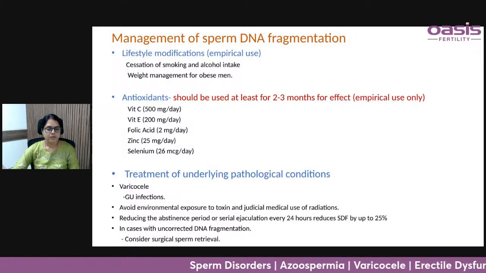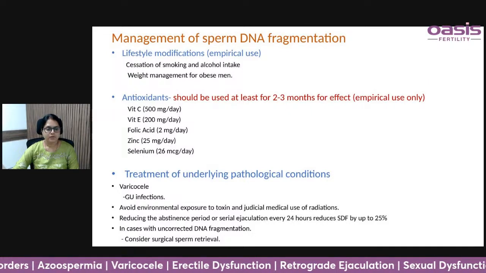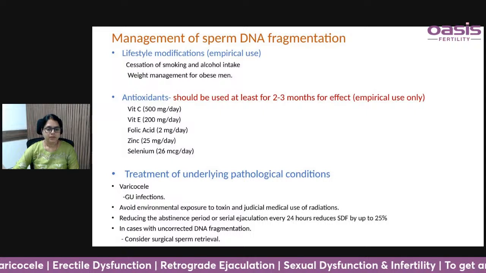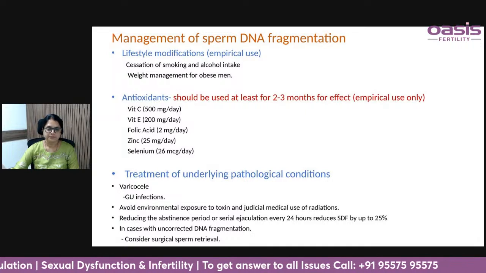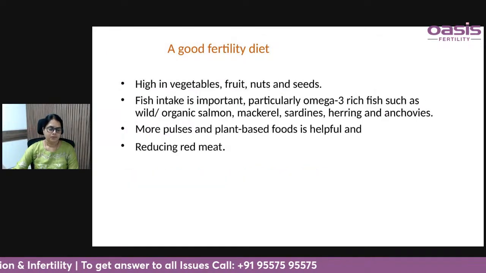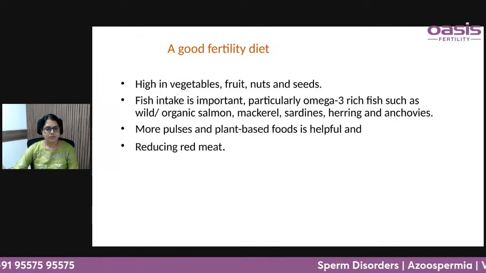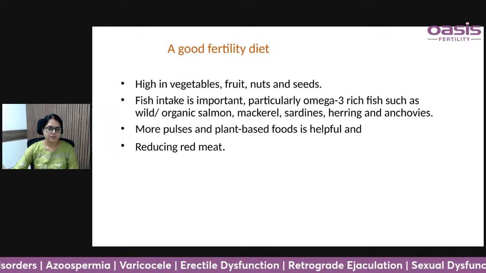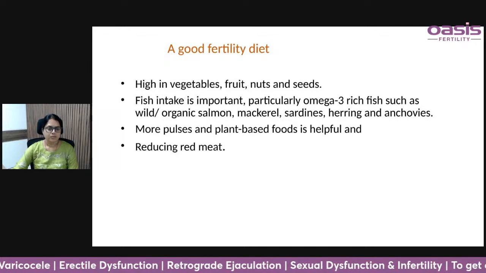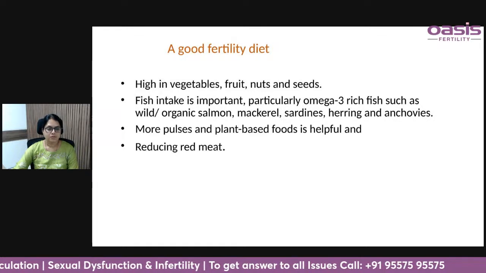Reducing the abstinence period or serial ejaculation every 24 hours reduces the SDF by up to 25%. And in cases with uncorrected DNA fragmentation, we have to consider surgical sperm retrieval. And even a good fertility diet is very important, like food which is high in vegetables, fruits, nuts, and seeds. Then fish intake is important, particularly omega 3 rich fish. Then more pulses and plant-based foods are very helpful, and the patient has to reduce red meat.